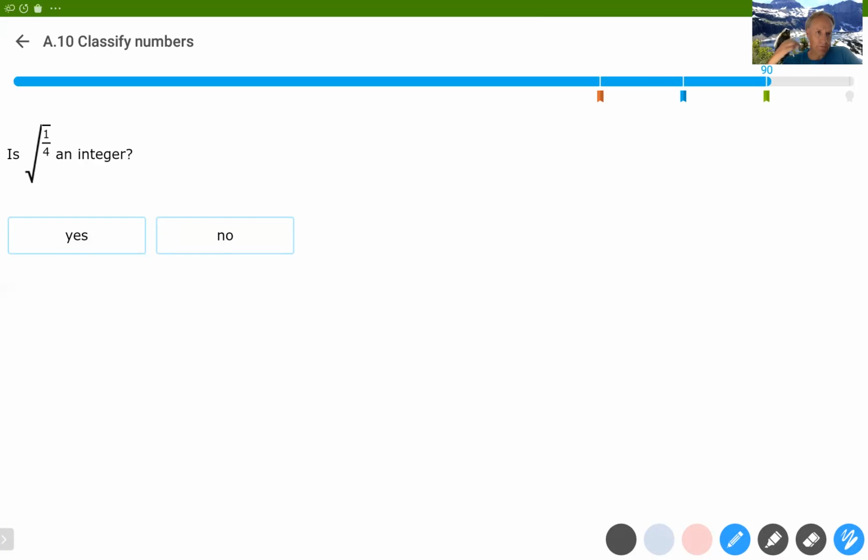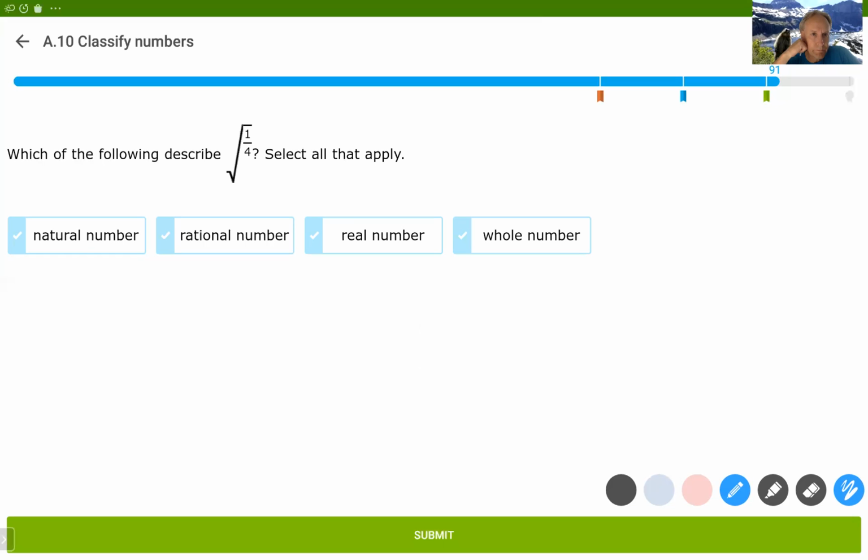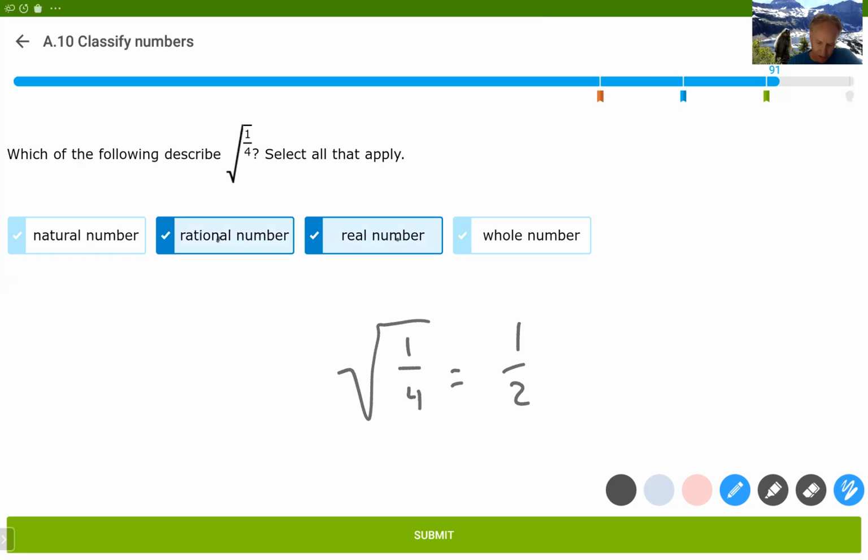Is the square root of 1/4 an integer? No, it's not. The square root of 1/4 is 1/2, or 0.5, but it is not an integer. The square root of 1/4 is 1/2, which is real, rational, and that's it. It is not a whole number or a natural number.